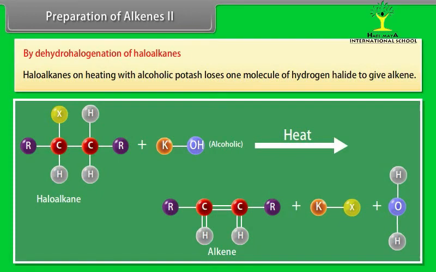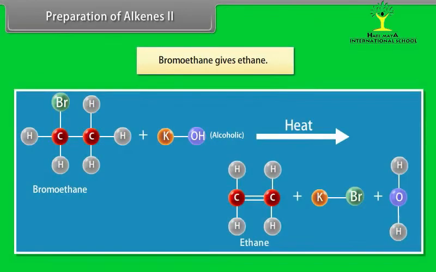Preparation of alkenes, Part 2. By dehydrohalogenation of haloalkanes. Haloalkanes on heating with alcoholic potash lose one molecule of hydrogen halide to give an alkene. Bromoethane gives ethene.